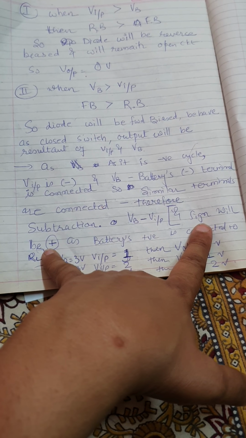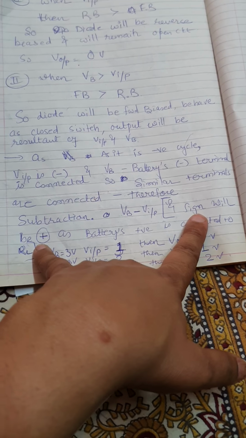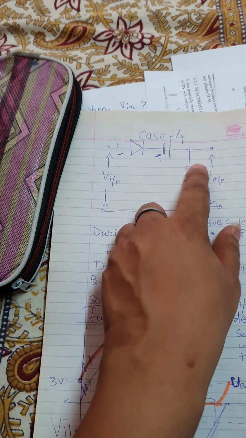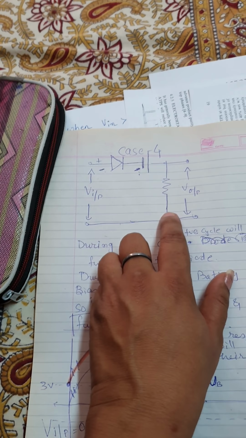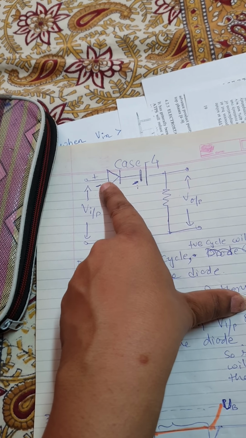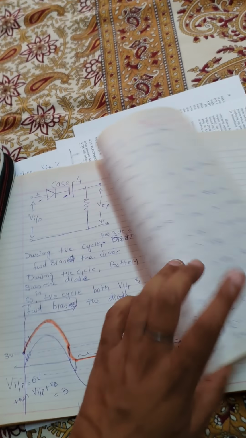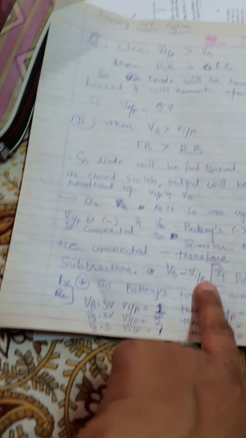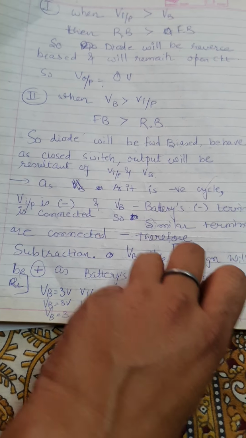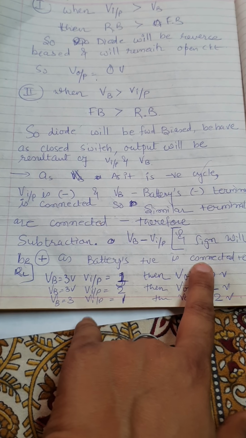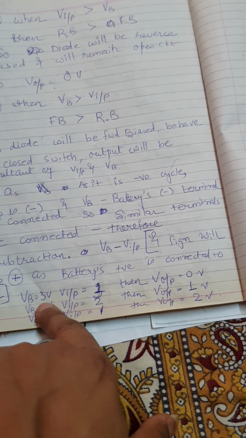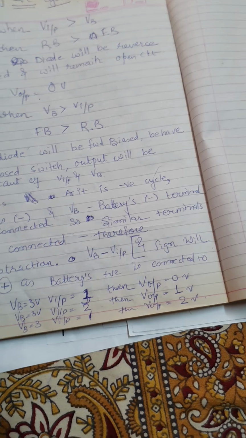Concentrate on this very well. The final sign of the output voltage will be positive because the positive terminal of the battery is connected with the RL. Here the decision making is upon VB, because VB is greater than V input and we are subtracting V input from VB. So the sign will be as per VB, and because the positive terminal of VB is connected with RL, the output will remain on the positive side.